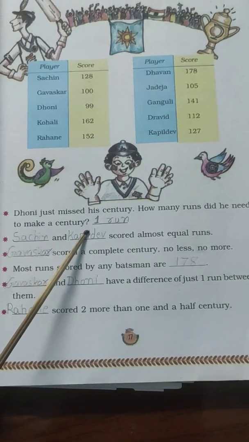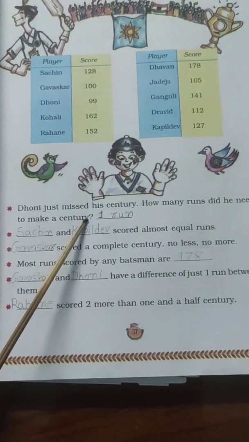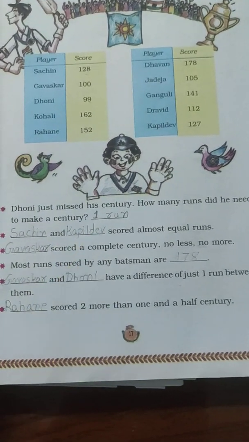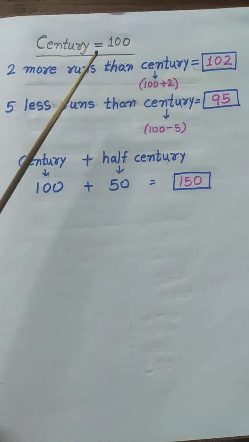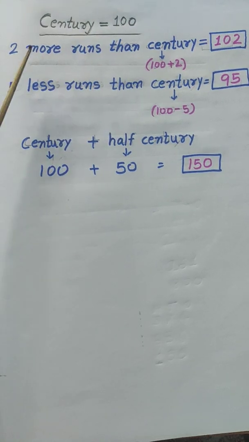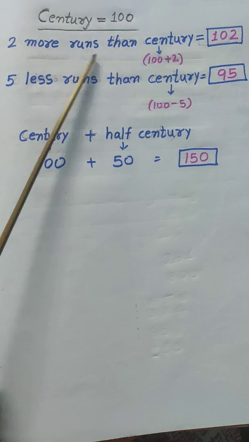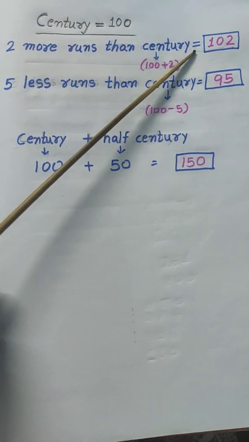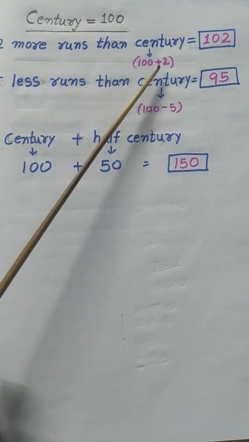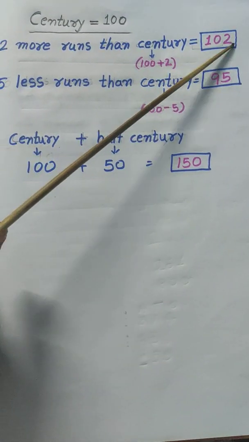So students, is century a new word for you? No, not a new word, because we have discussed the century in the previous session, right? As you know, century means 100. Okay, so I am writing here, 2 more runs than century is equal to how much? 2 more means we have to add 2 runs. So 100 plus 2 is 102.